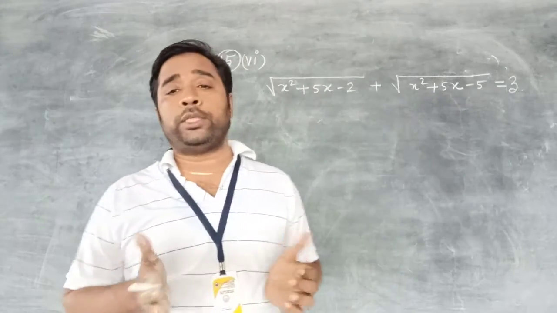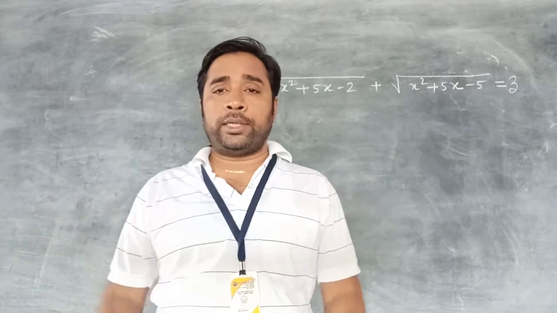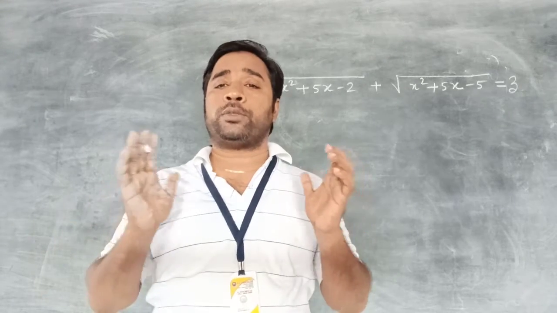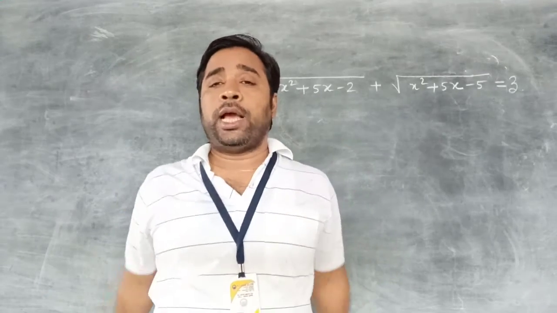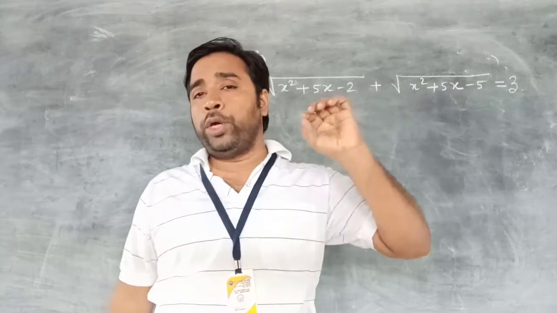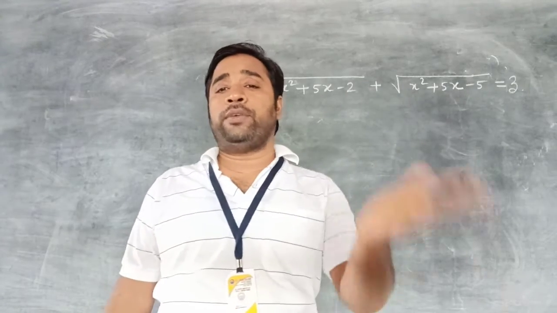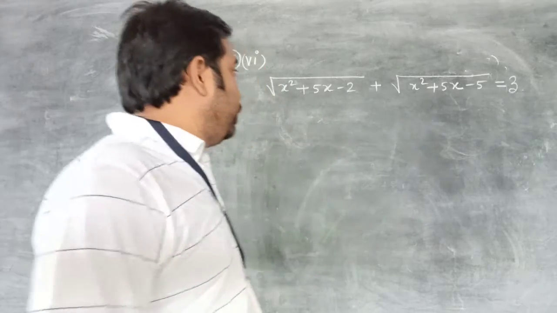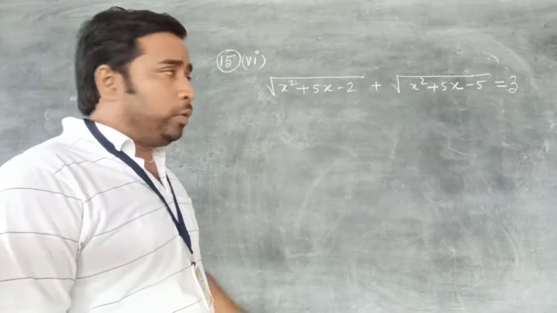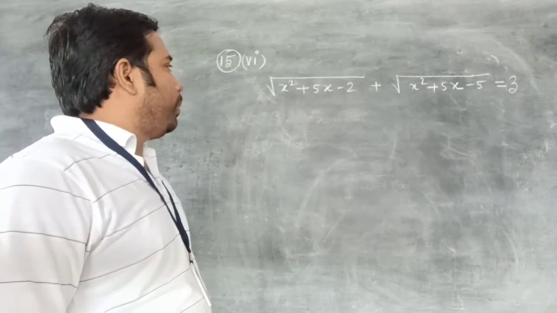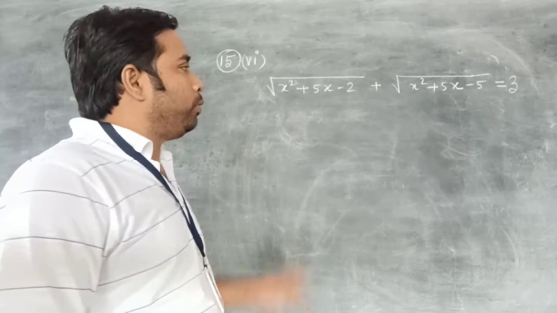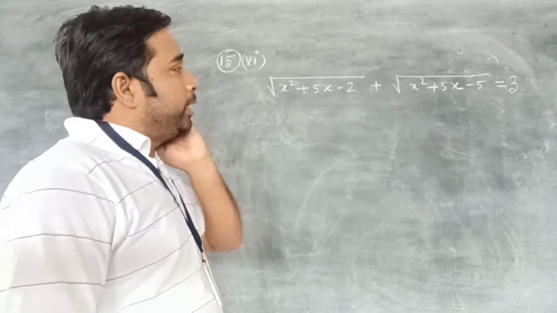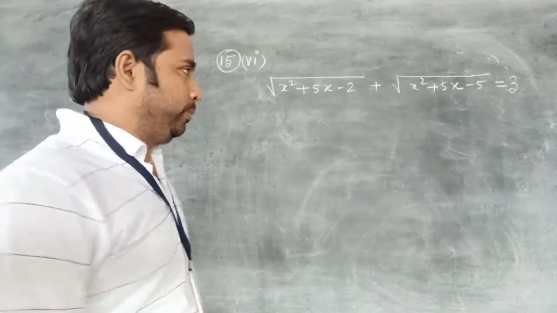The most important rule is, whenever there is a common part, we shall consider the common part as y or a, anything. After that we shall find the value of y. When we find the value of y, we can find the value of x also. So here also you see there is a common part. The common part is x square plus 5x here. So we can consider that x square plus 5x equal to y.